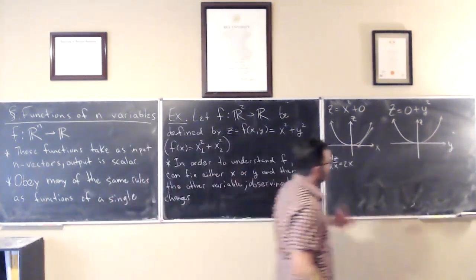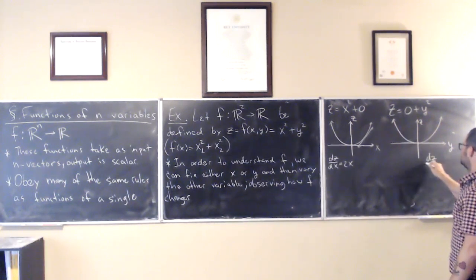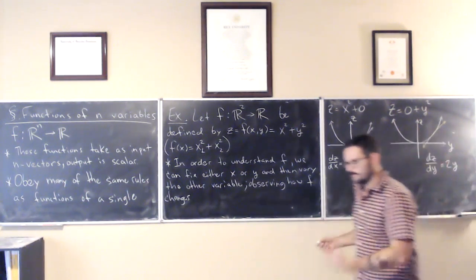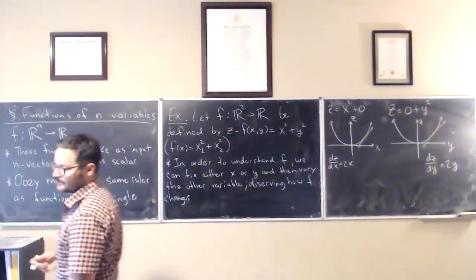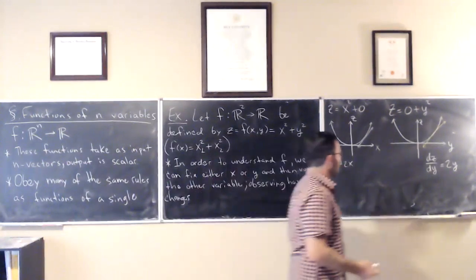And again, if we wanted to look at the rate of change for z as we vary y when x is fixed, then the derivative of z with respect to y is just going to be 2y, and that again will give us the tangent lines. It'll give us the rate of change in z as we vary y. It'll give us everything that we know from regular calculus of a single variable, right?